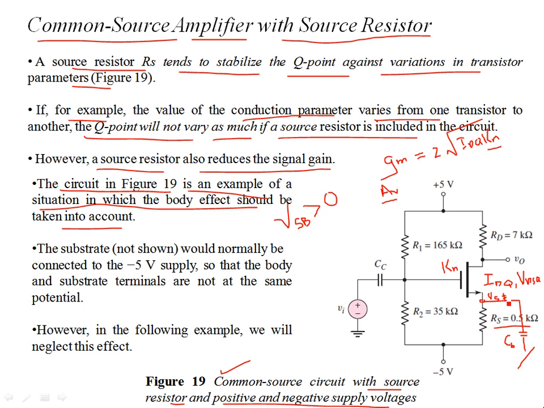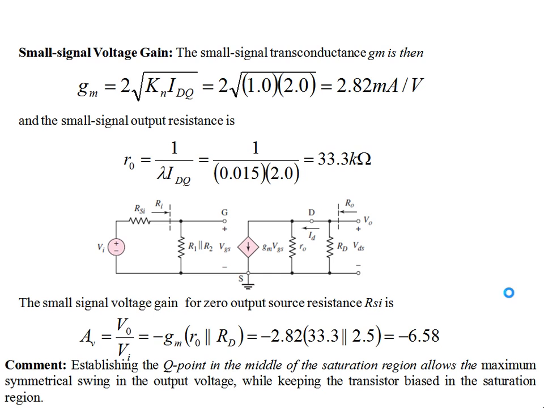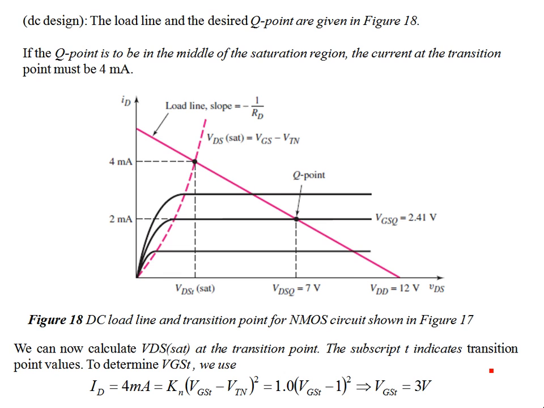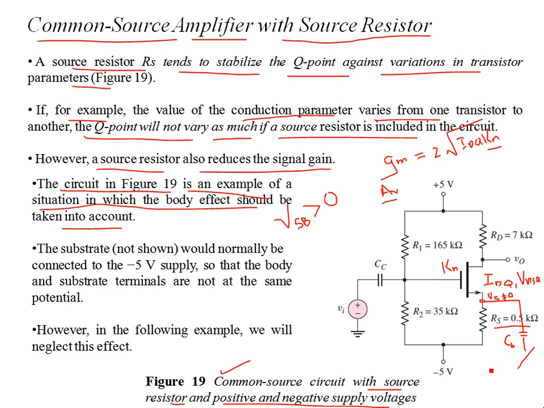It won't be 0 because in the previous configuration, VS was 0, the body is grounded. The bulk is grounded. The body of the MOSFET substrate is grounded. So VS is also at the same potential. That means your VSB is 0. But once you have a source resistor, VSB is non-zero. In this configuration, VSB is 0, but over here, VSB is non-zero. It's some quantity greater than 0.